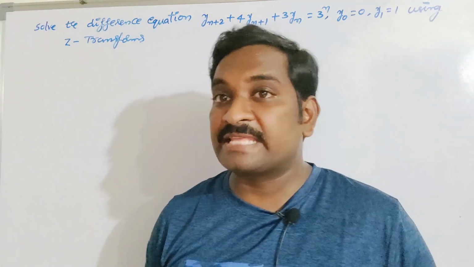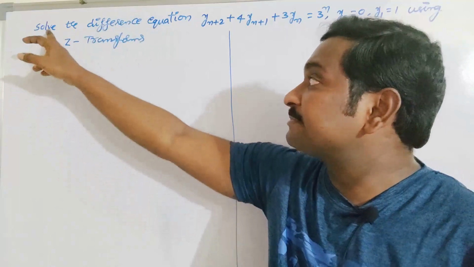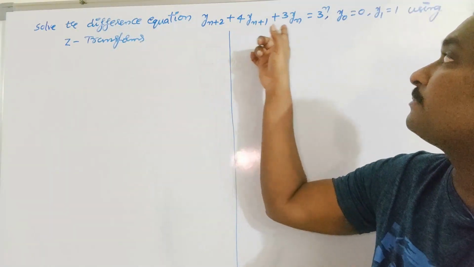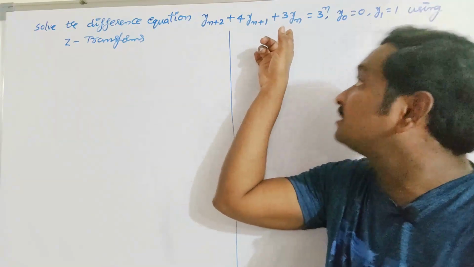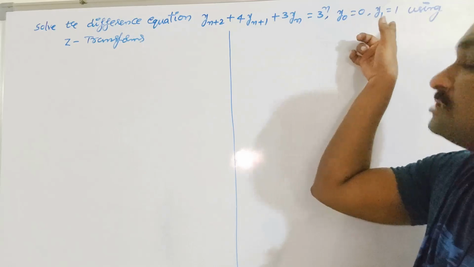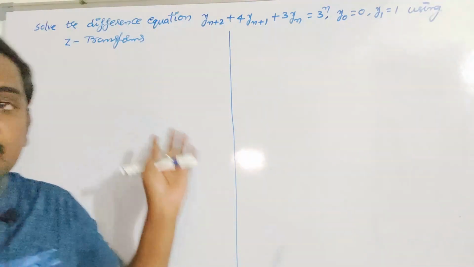Hi everyone, this is another example on solving difference equations. See the statement. Solve the difference equation y(n+2) + 4y(n+1) + 3y(n) = 3^n, with the conditions y0 = 0 and y1 = 1, by using Z transforms.